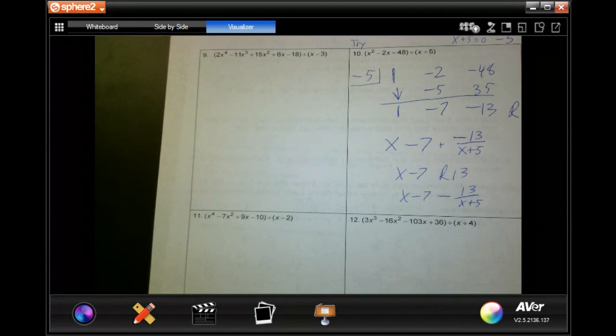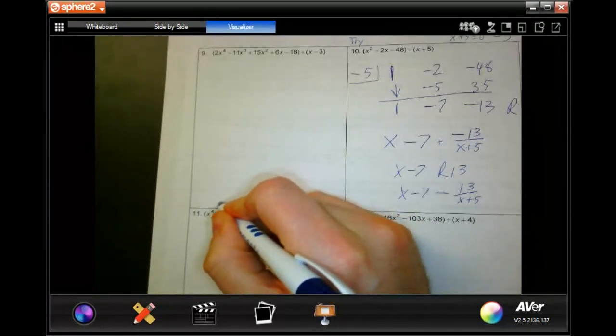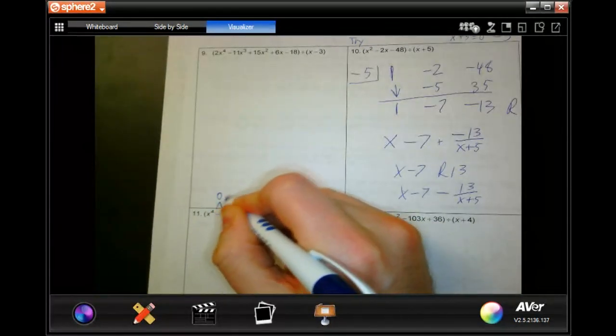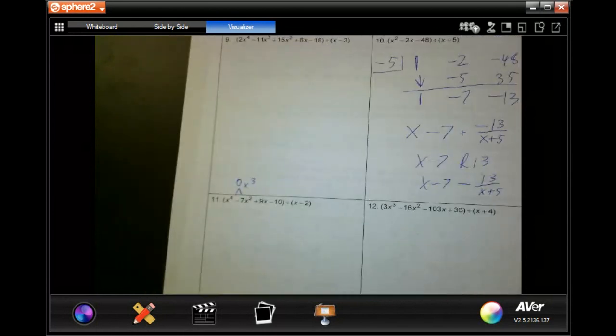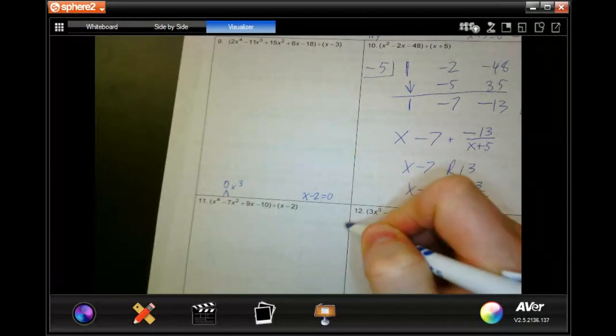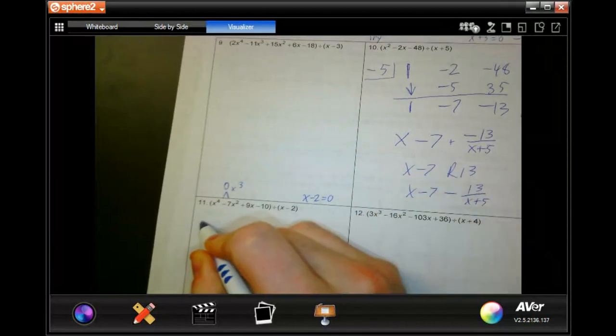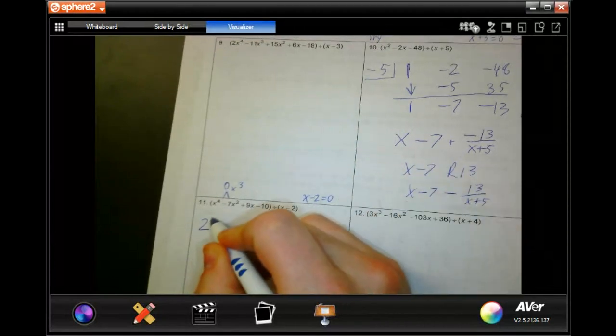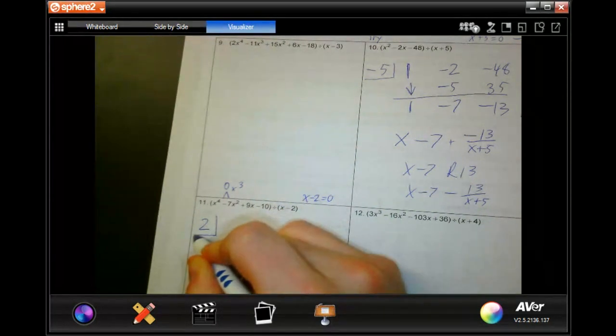Okay, yeah, we're missing the x to the 3rd term. So Ria's right, we need a 0 x to the 3rd placeholder. Okay, and we have x minus 2 equaling 0. So then we're going to have a positive 2.